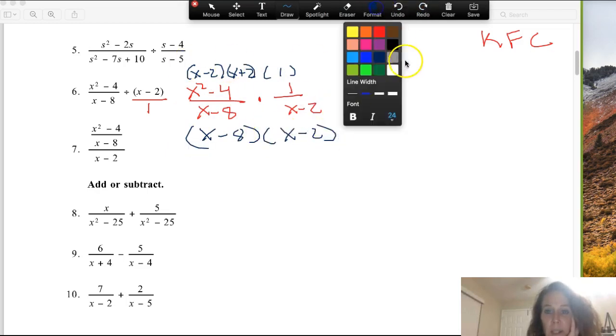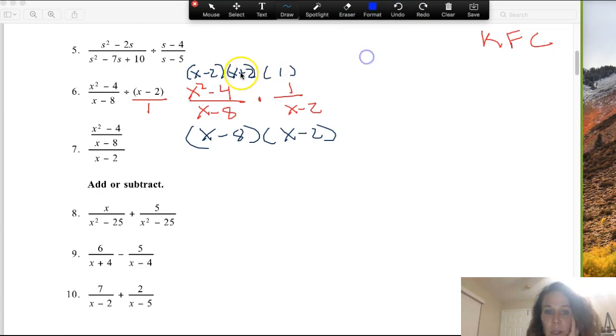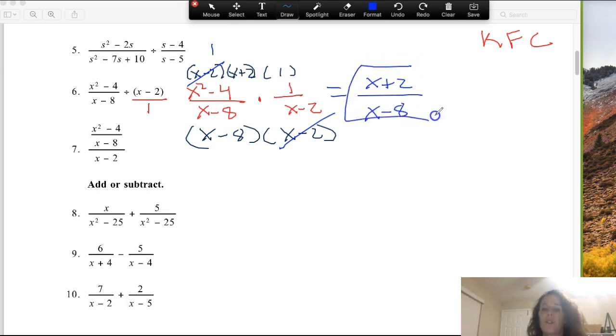So I can cancel anything that cancels. x minus 2 cancels with x minus 2 and leaves me with 1. Nothing else cancels. There's no other common term. So multiply across the top: 1 times x plus 2 times 1 will be x plus 2. And across the bottom, x minus 8. And there's your solution.